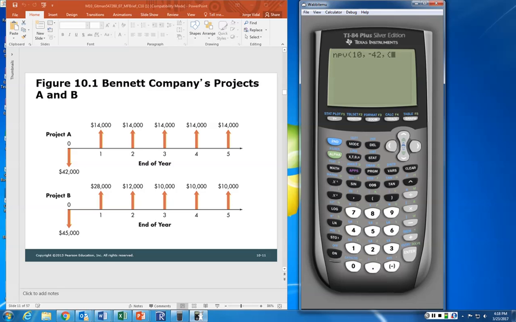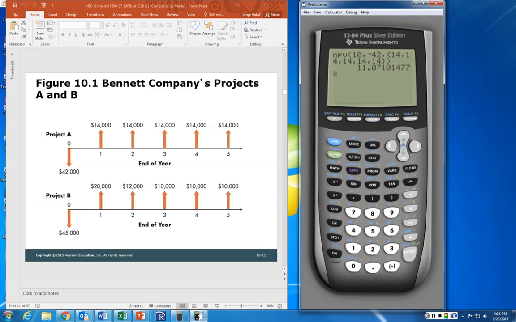like that, and then you input all of the cash flows, 14,000, comma, 14,000, comma, 14,000, and you have to do that 5 times. Let me do it here, comma 14,000, comma 14,000, comma 14,000, and then close the bracket, close the parentheses, press enter.